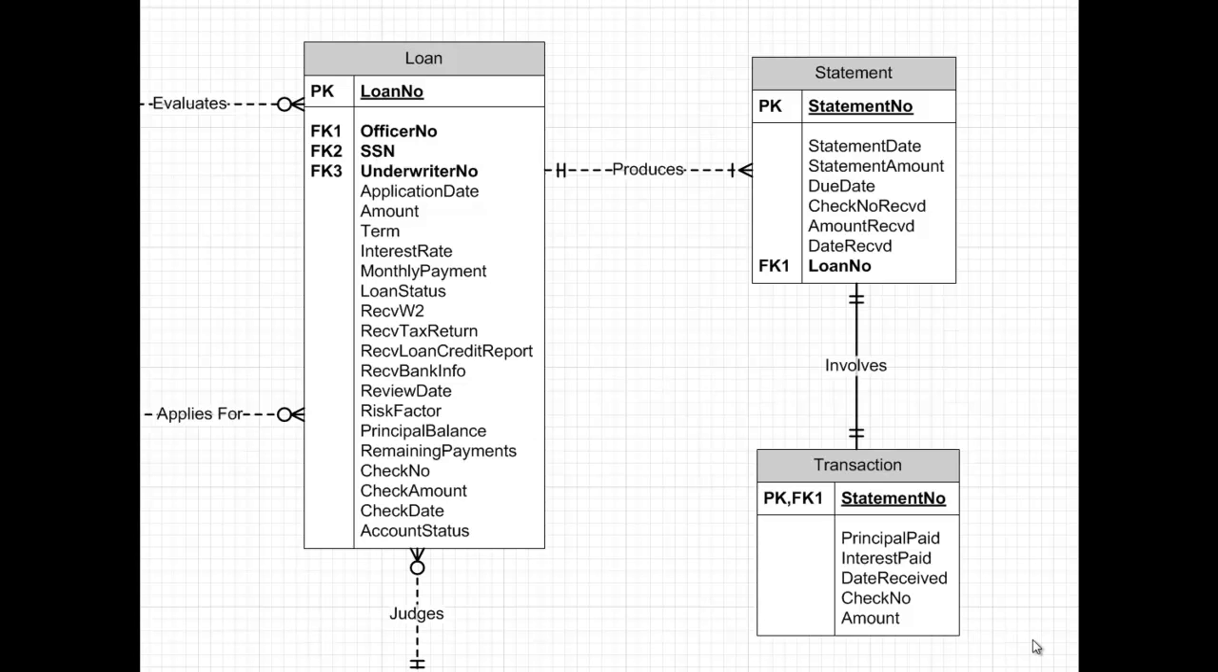Looking at the relationship between loan and statement, you have a one-to-many relationship. One loan can contain one or many statements, and one statement is associated with one and only one loan.